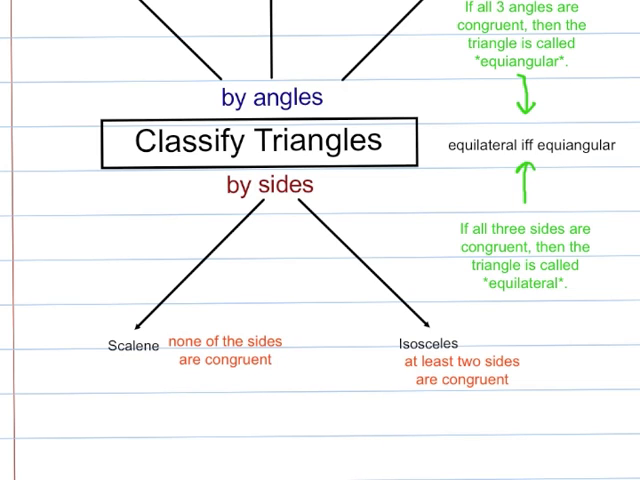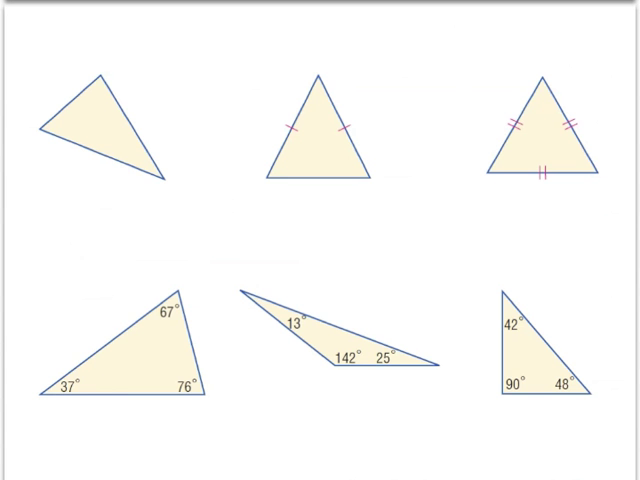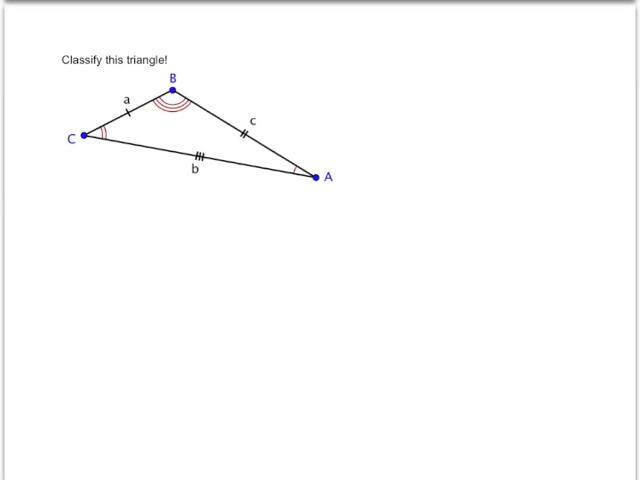So let's take a little bit of practice with this. Can you classify the top three triangles by their sides? And what about the bottom three triangles? Can you classify them by their angles? What about this triangle? Can you classify it fully? In other words, can you classify it both by its sides and also by its angles?